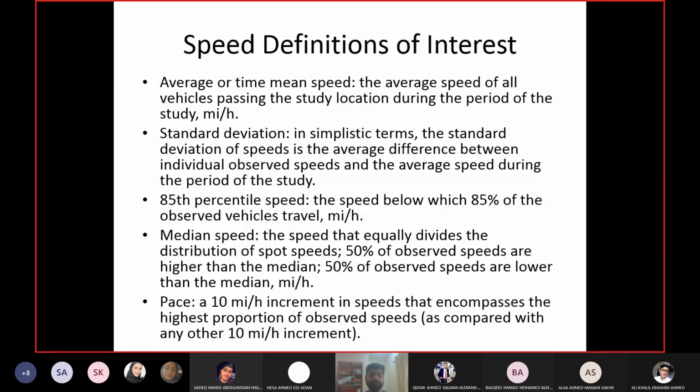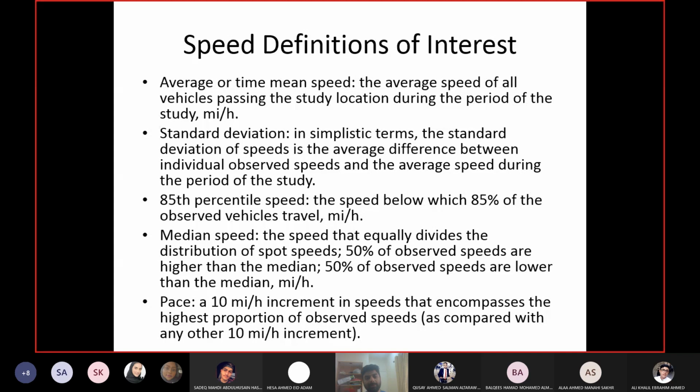Okay. Then we have pace. Pace is not a value, it's a range. Pace is a range, and the difference in the values of the range is 10 miles per hour. So if the lower value of the range is 50, the upper value will be 60. If the lower value is 51, the upper value will be 61. Lower value is 52, the upper value will be 62.